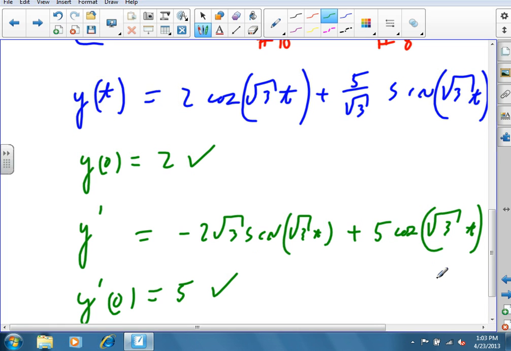Do we need to check the rest of the problem, or do you trust me that it's right? I trust you. So we'll assume that that is going to be correct.